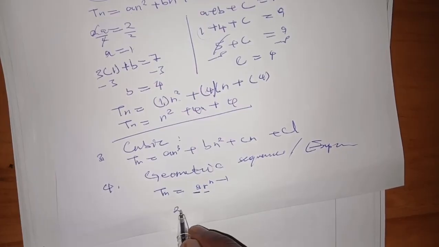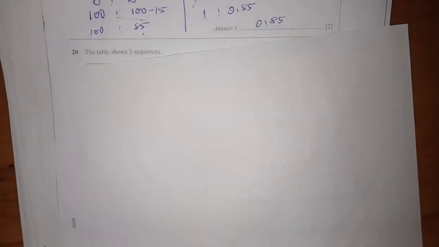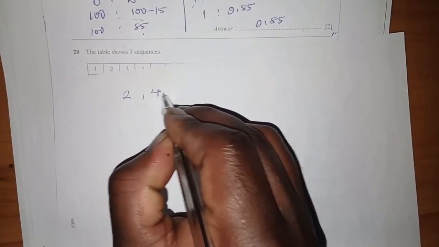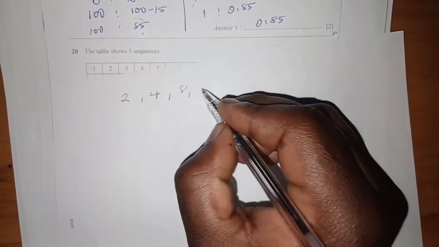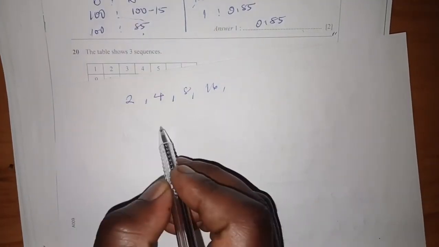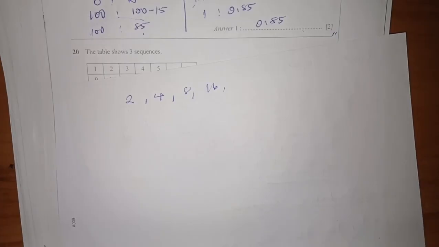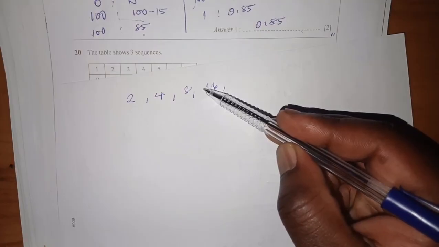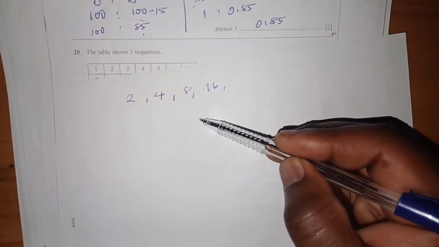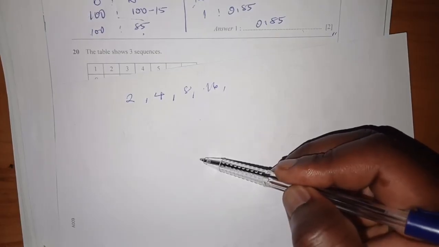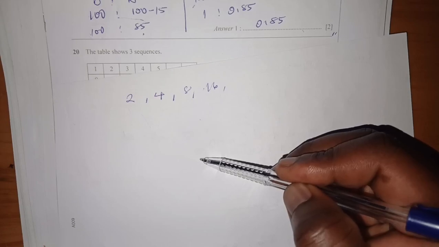For example, we have the sequence 2, 4, 8, 16. Now let's check. If you try to do the differences now, the trick here, do the difference, subtract. If the first difference is not the same, find the second difference. If the second difference is not the same, find the third difference. If it's not the same, try to find the ratio.